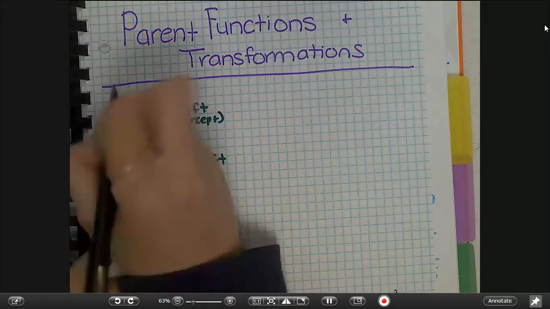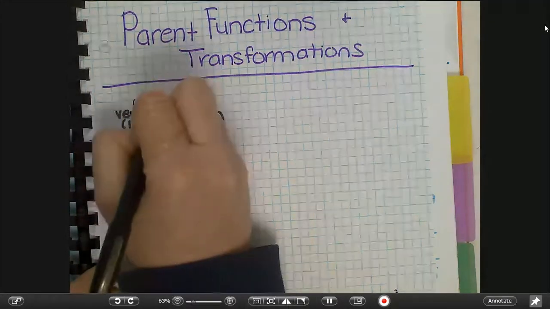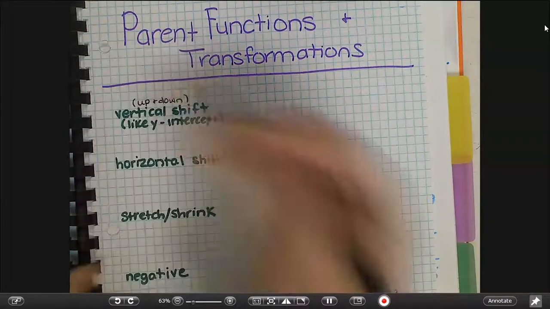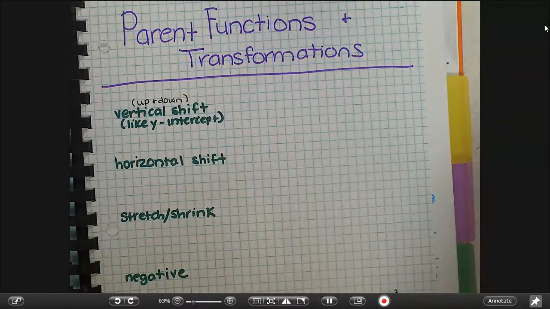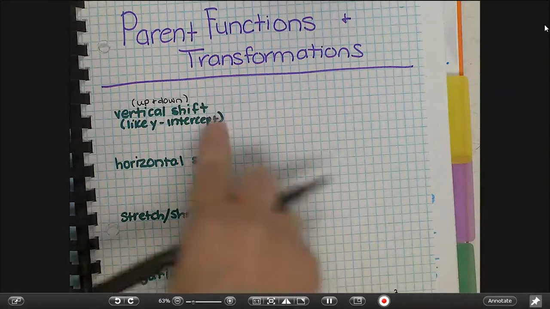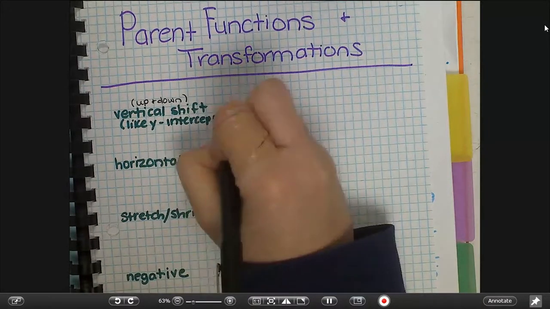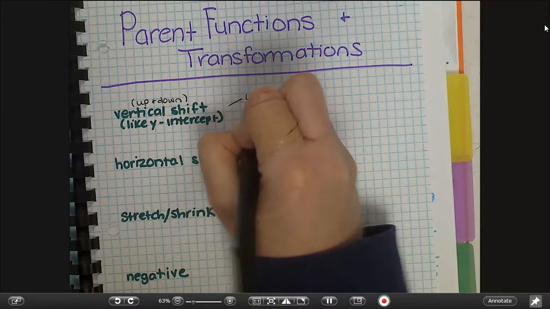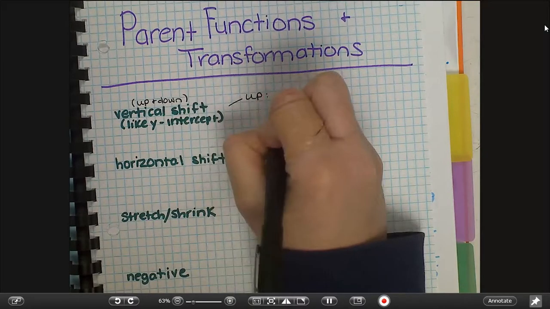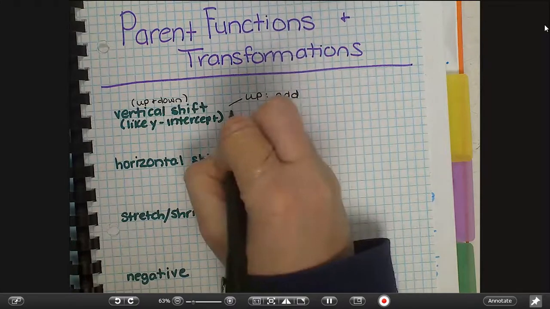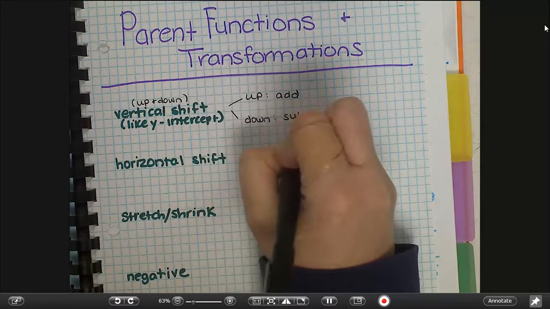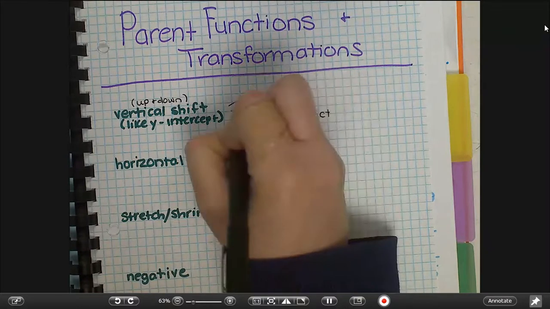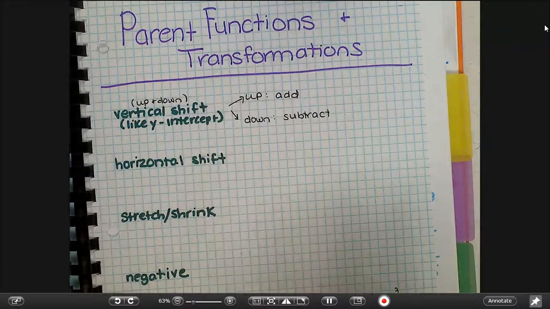Vertical shift is changing it up and down. So if you think about a line like y equals x, when you add 3 to it, you're moving it up 3. The y-intercept is 3. So that's what this is. If you want to move up, you need to add. And if you want to move down, you need to subtract. And that makes a lot of sense in our heads.